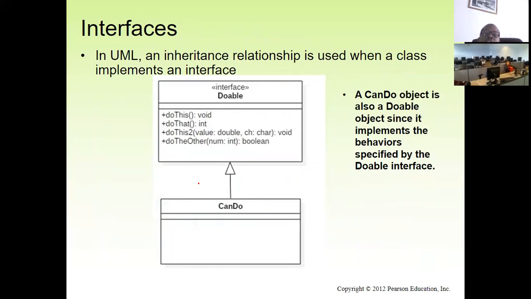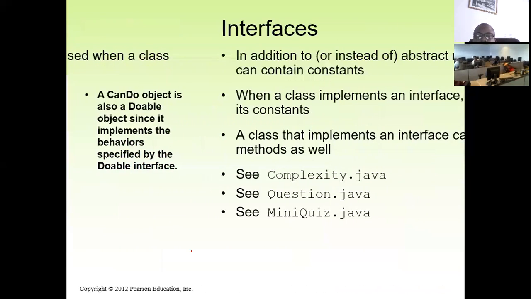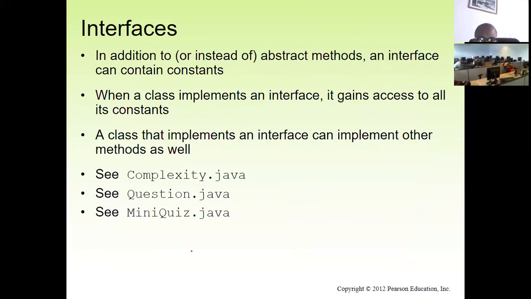So in UML, an inheritance relationship is used when a class implements an interface. So this is how you would draw it in UML. Just the same way, we use the same arrow, and we carry this special format of this diagram as we did from the previous slide. And all we do is, it can be a class with any name, and its definition would have come inside here. We just left that blank for the time being. All right. Now, a CanDo object is also a Doable object, since it implements the behavior specified by the Doable interface. And so we carry forward the is-a relationship as with regular classes that we discussed last week in inheritance.